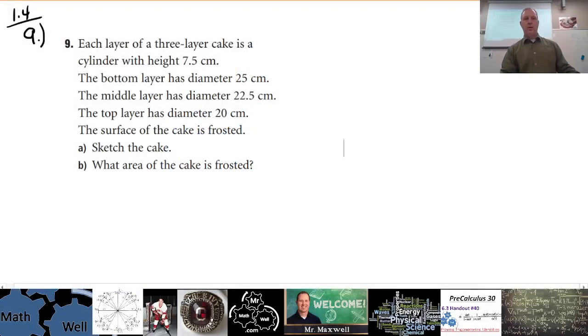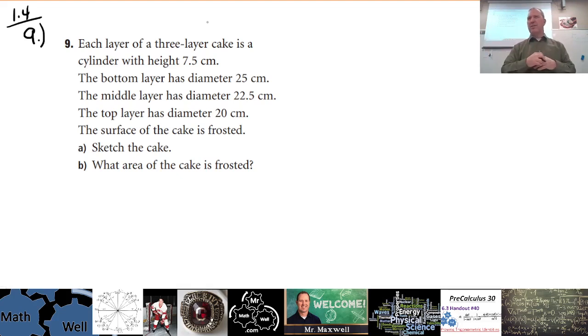All right, so 1.4 number 9, talking about surface area. This is a cake that appears to be made of 3 cylinders. It's kind of like a wedding cake. I went to a wedding over the holiday here, and the cake looks just like this: 3 cylinders on top of each other. One big one on the bottom, a middle-sized one, and a little one on top.